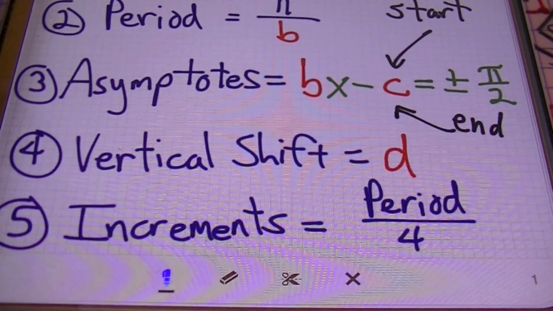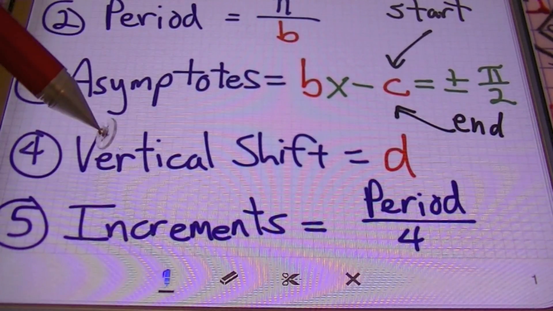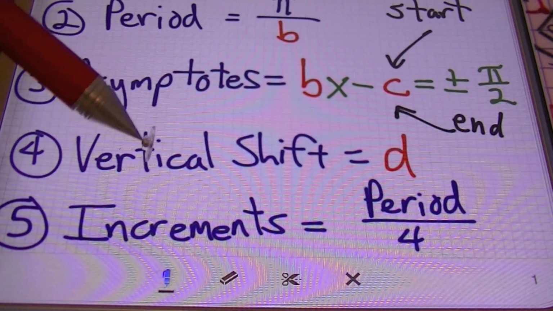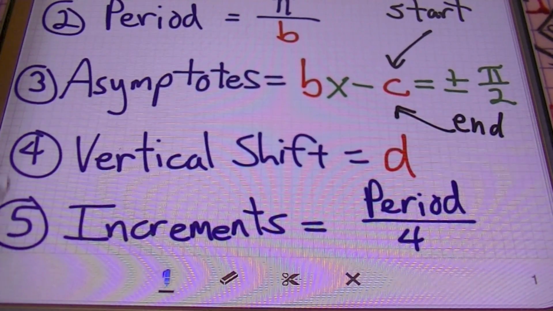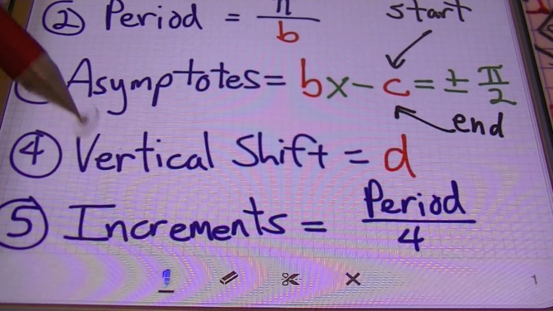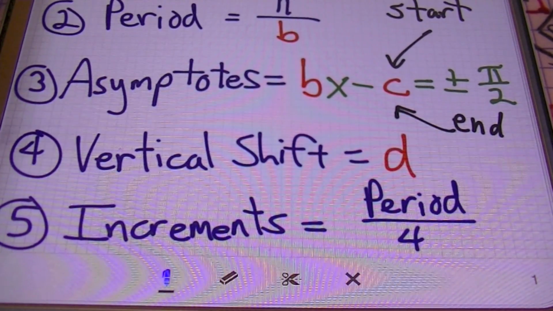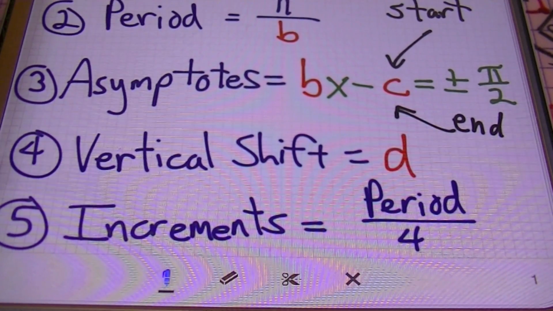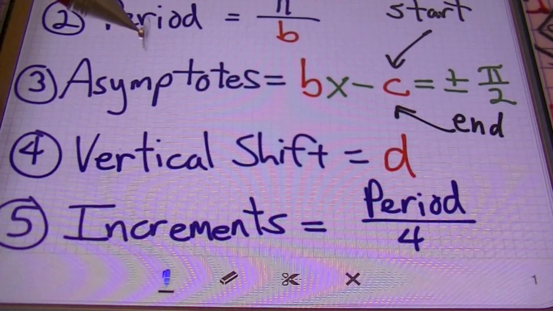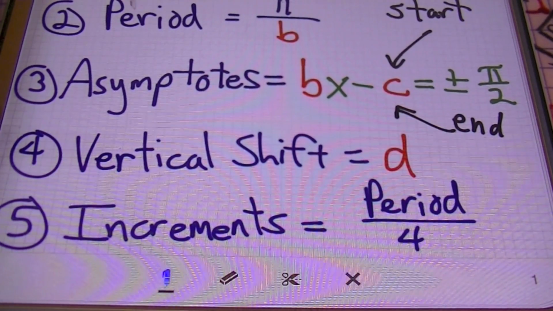Also, ladies and gentlemen, the d value is going to assist us with our vertical shift. That's going to slide our graph either up or down. All right. And then finally, the increments, ladies and gentlemen, is going to be the period divided by 4. The reason why we want the increments is to assist us in setting up our XY chart so that we can come up with more points to graph on the Cartesian plane, on the rectangular coordinate system. In other words, to help us graph the function.